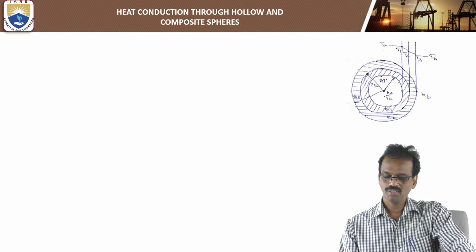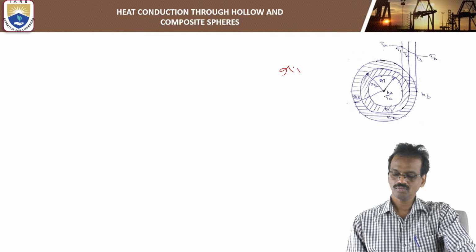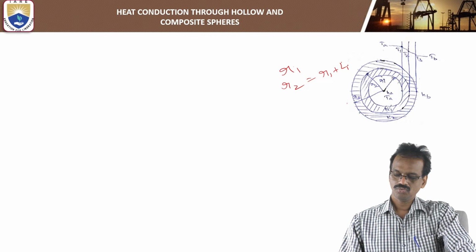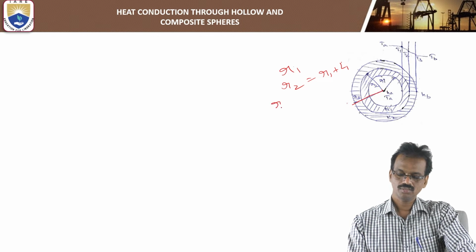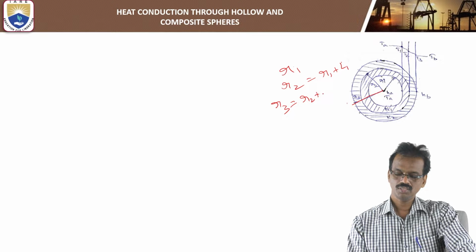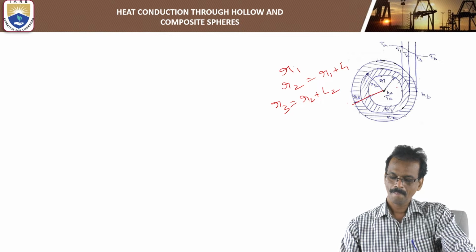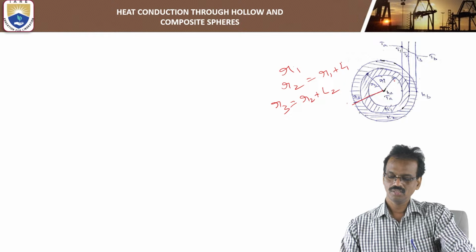The inner radius of the sphere, here we are taking as r1. Next, if you add the thickness of the first layer, you will get r2. r2 is nothing but r1 plus the thickness of layer 1. Then r3 is nothing but r2 plus the thickness of layer 2. In this way, you can find the radius of different layers. r1 is the hollow radius, r2 is the outside radius of layer 1, and r3 is the outside radius of layer 2.